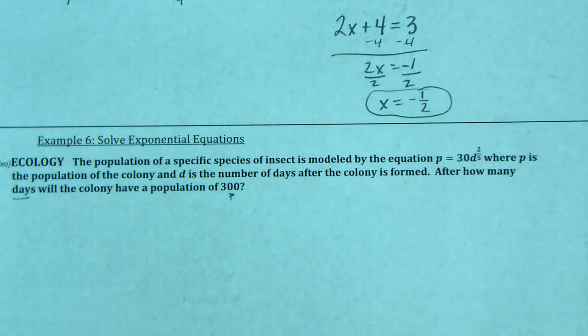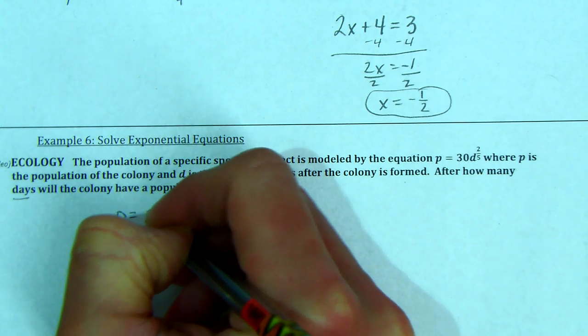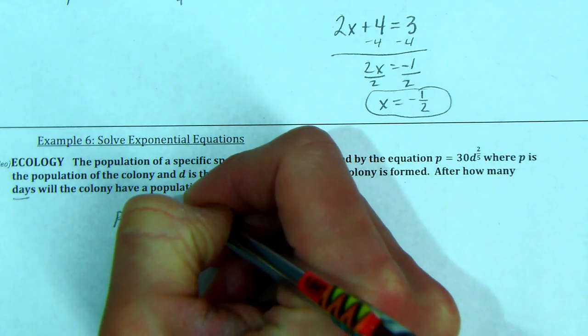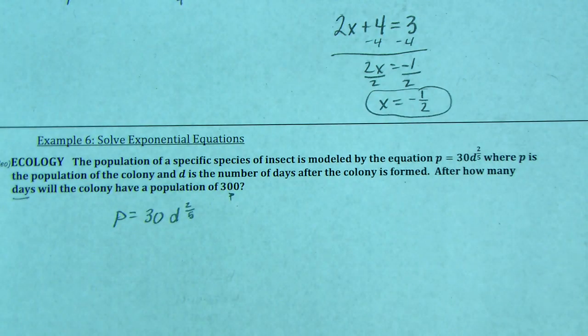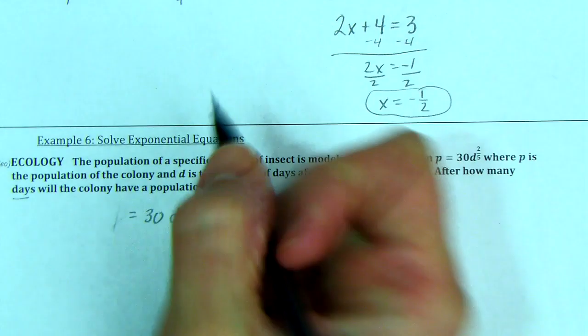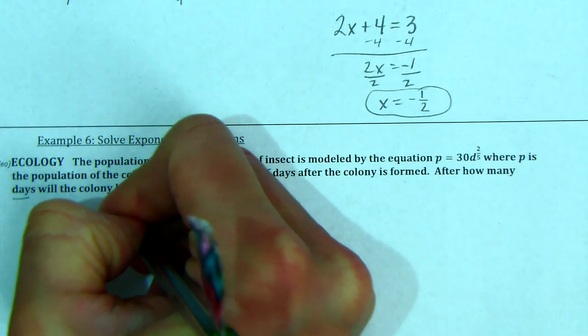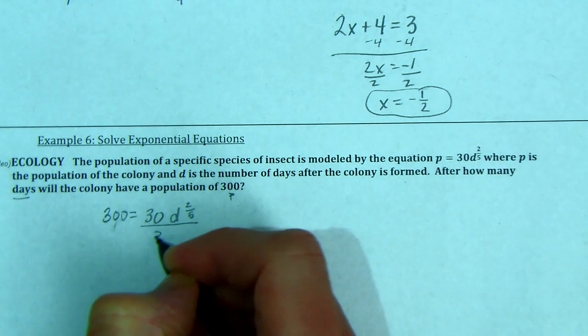So I'm going to take that equation, which is P equals 30D to the 2/5 power. Okay, and actually P is 300. So when will it equal 300? Well, the first thing I'm going to do is divide by 30.